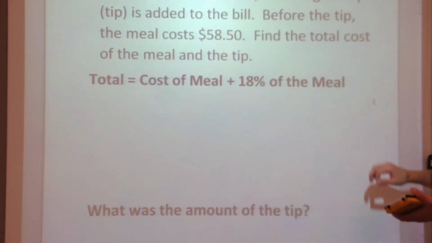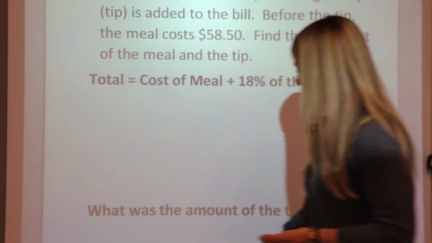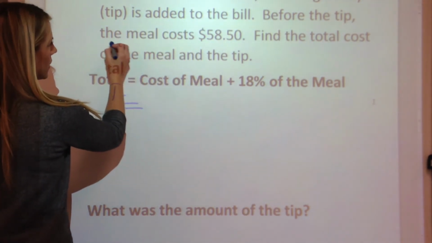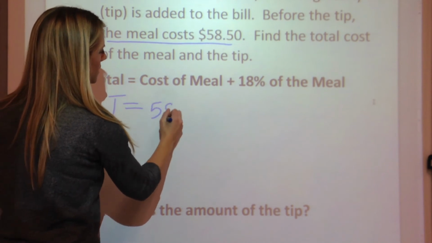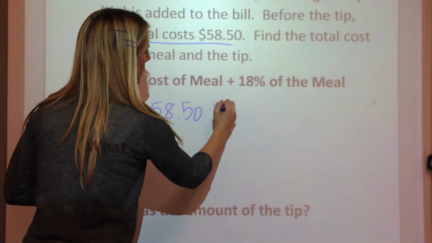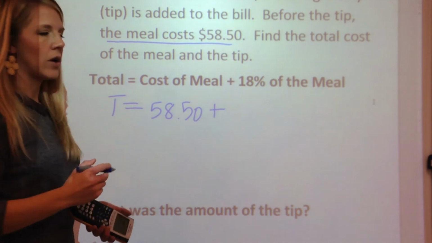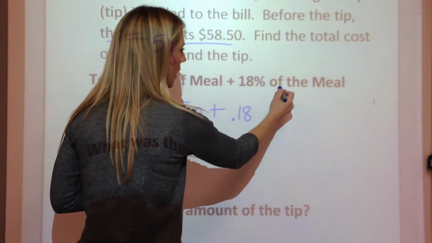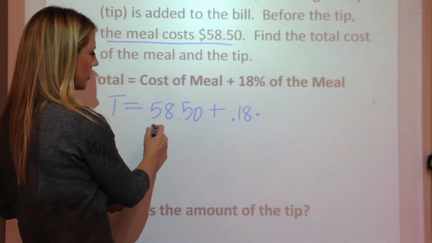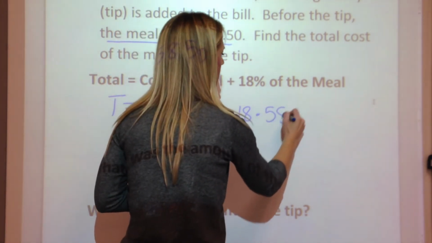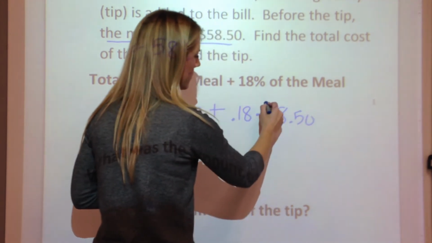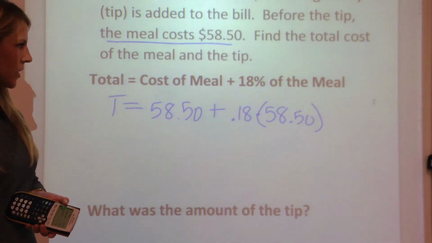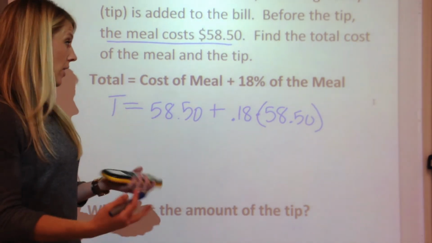So the total cost is the cost of the meal. I'm just going to say T equals the cost of the meal, they told us it was $58.50, plus 18% of the meal. Well, how do I write 18%? 18 divided by 100, which is 0.18, and "of" represents multiplication, the meal. The meal is $58.50. And maybe if you want to represent this with parentheses as well, so you don't accidentally think that's a decimal point, that'd be good. So now we just have to simplify.